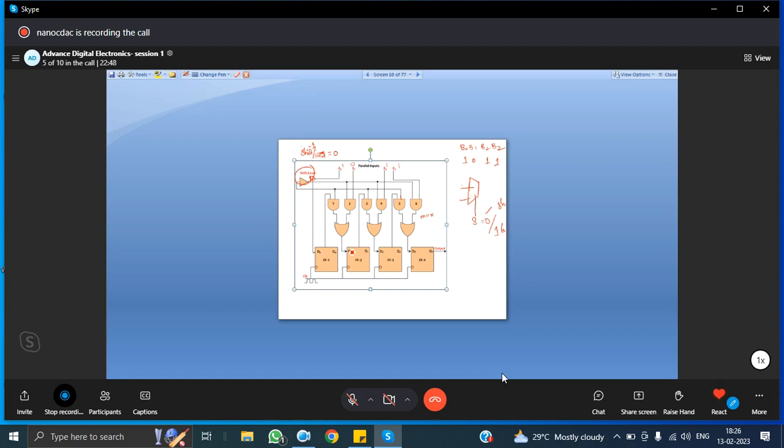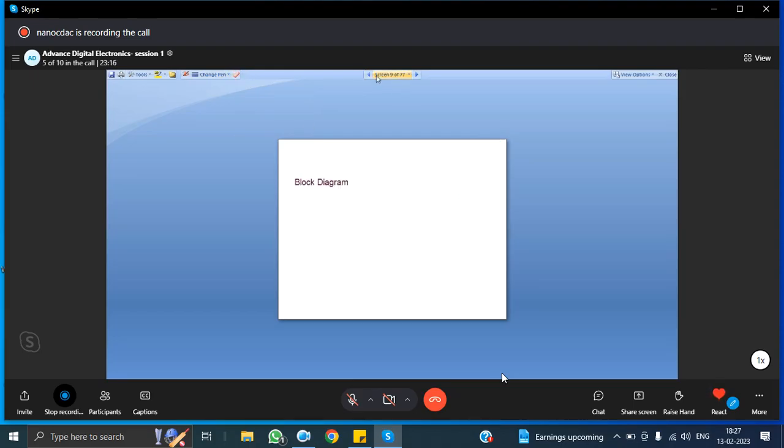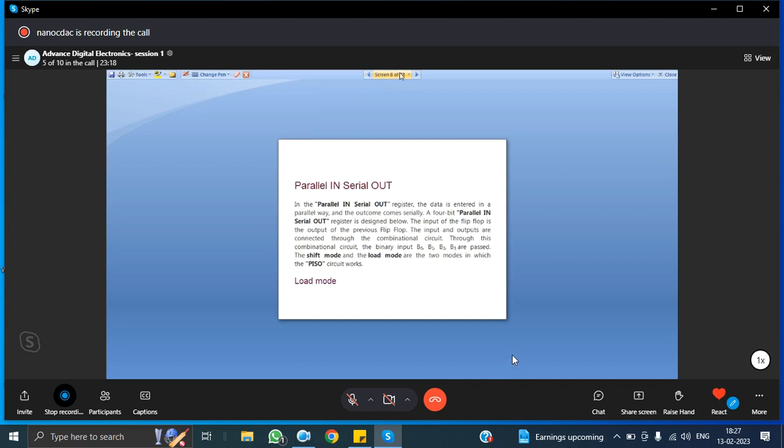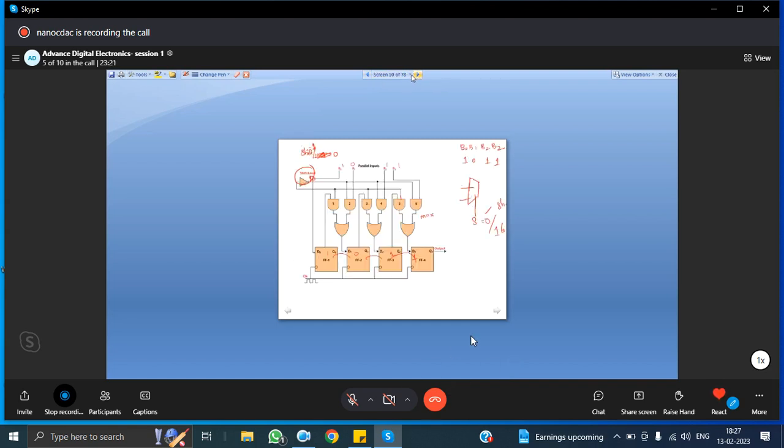So when I'm giving 1, what is happening? These inputs are simply loaded. 1 0 1 1 are loaded. So whenever I am giving shift is equal to 1, what will happen? The shifting operation will take place. So this is the operation of this parallel in, serial out shift register.